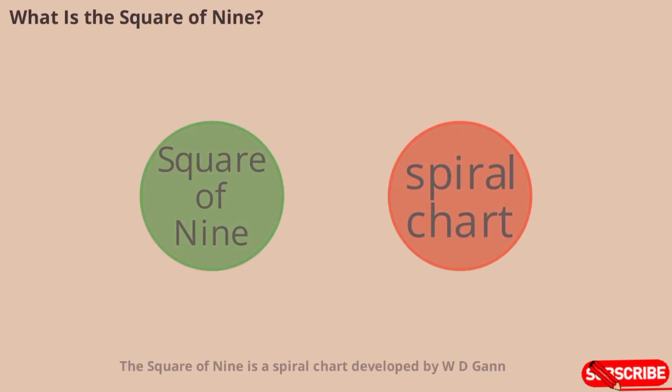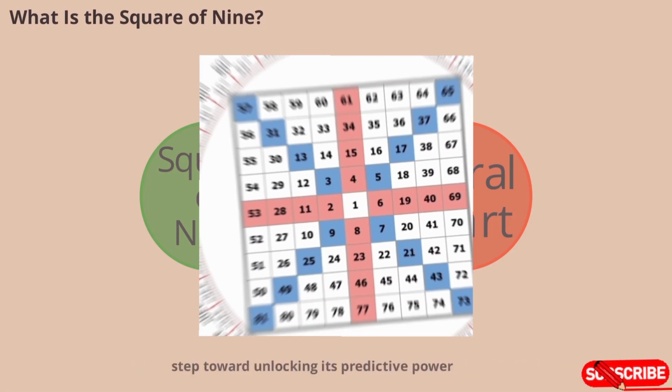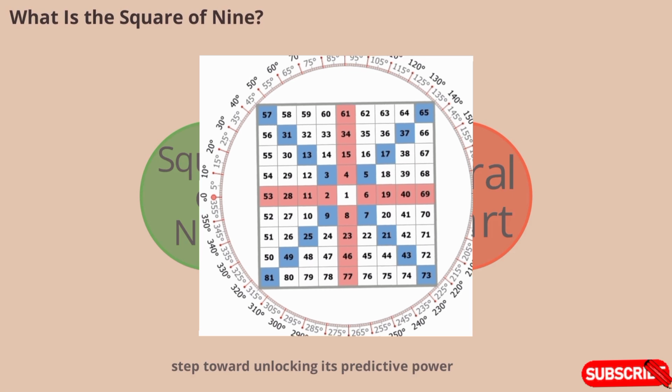Square of 9 is a spiral chart developed by Gann, designed to map out price and time in a geometric fashion. Imagine a square grid where numbers spiral outward from the center, each representing a price or time value. This arrangement allows traders to identify key angles and relationships that often correspond to market turning points. The Square of 9 is especially valued for its ability to forecast support and resistance levels, as well as timing for potential reversal. Understanding this chart is the first step toward unlocking its predictive power.